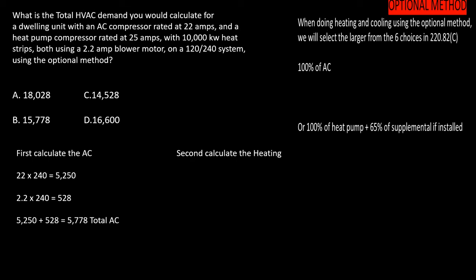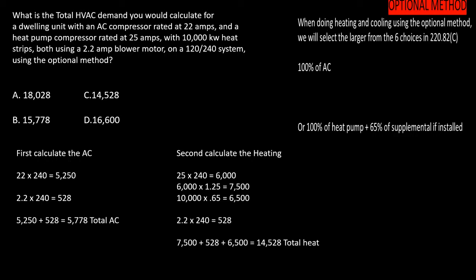We have to take 100% of the heat pump plus 65% of the supplemental heat and add those two together. So we take the heat pump and multiply that by 1.25. Then we take our 10,000 W heat strip and multiply that by 0.65. Then we take the blower motor, and we add all those together. So we take the 7,500 plus the original blower motor, plus the reduced load for the heat strip, and that's going to give us a total of 14,528. We select the larger, and we select C. Great job.